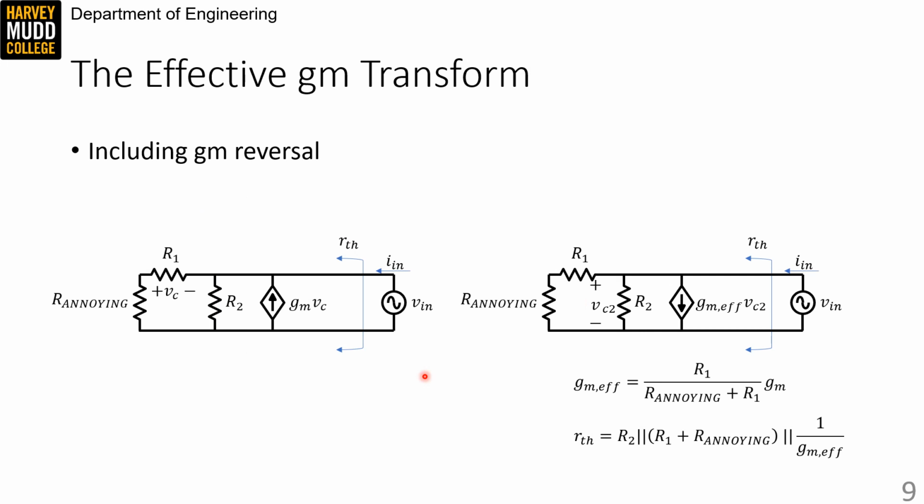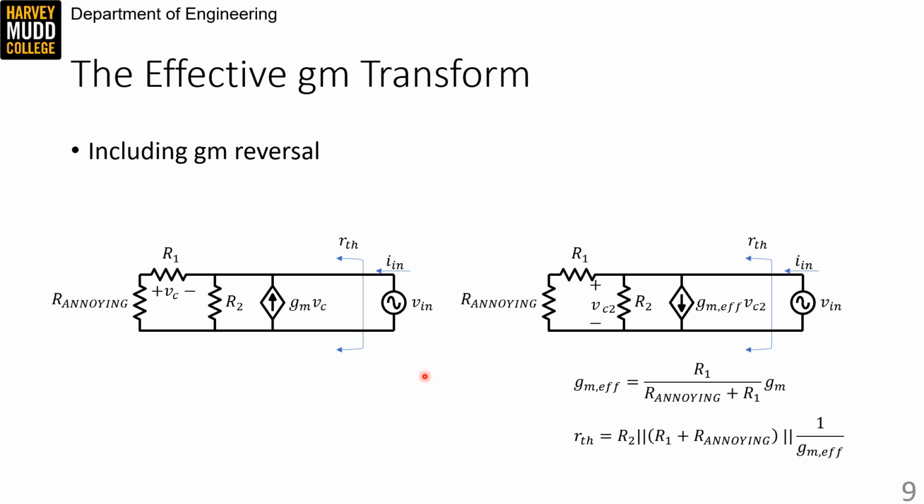The second transform we're going to see has to do with GM generators with inconvenient control variables. The circuit on the left looks almost like our 1 over GM pattern, but the annoying resistor means our control voltage isn't between Vin and ground. We can fix that by redefining our control voltage, which we see on the right.